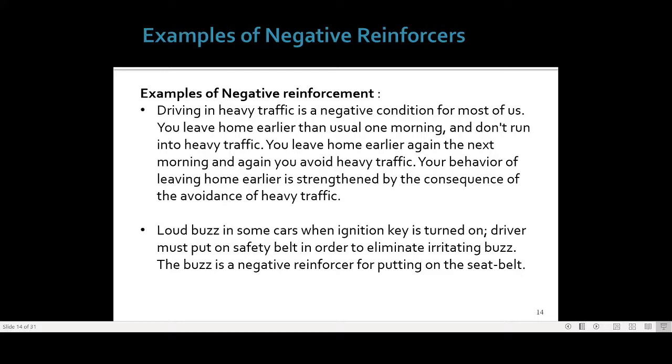Punishment is, for example, if you are thrown out of the vehicle, or if it doesn't ignite or doesn't start up. Then it's punishing. So negative reinforcement is completely different from punishment.